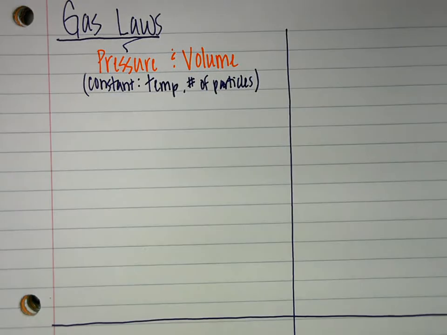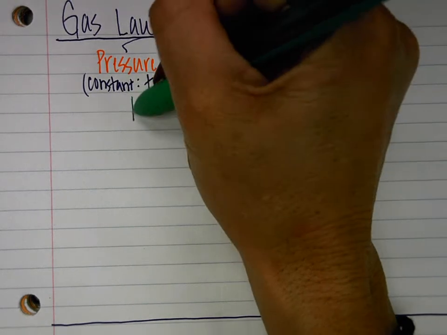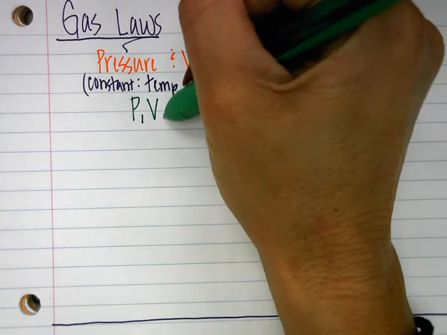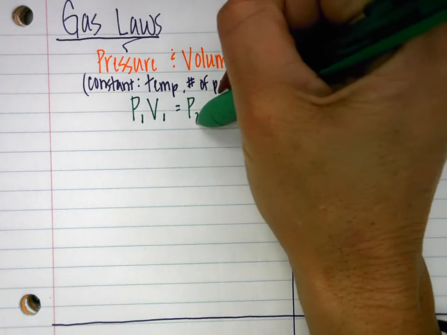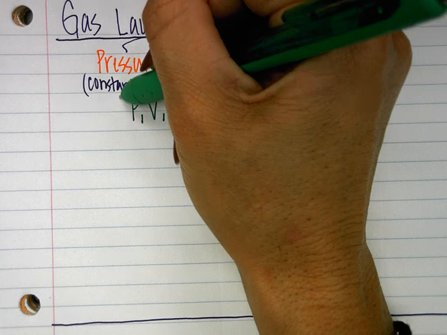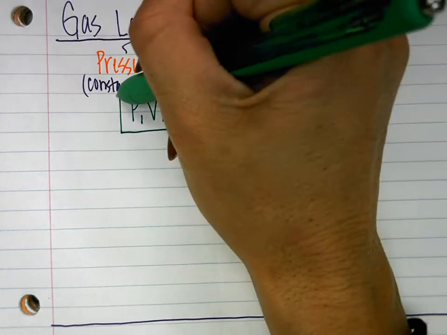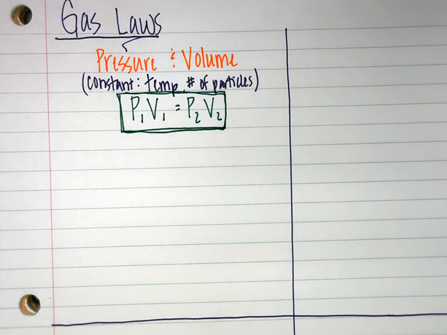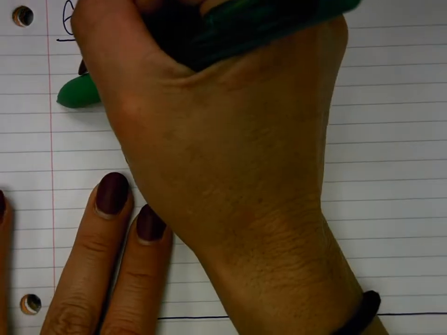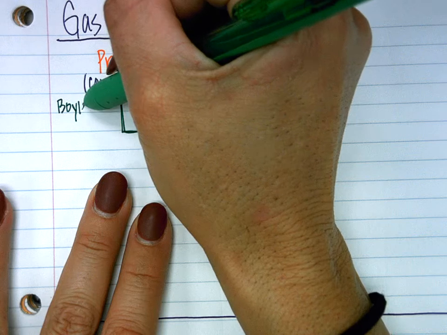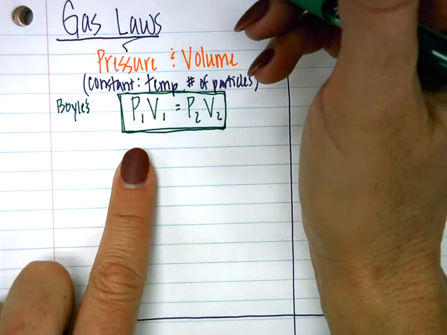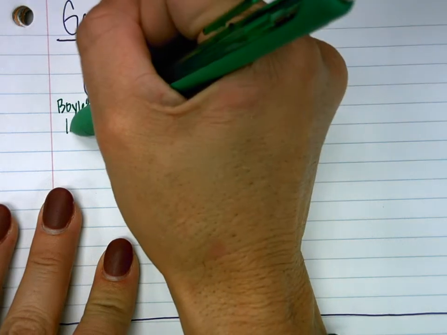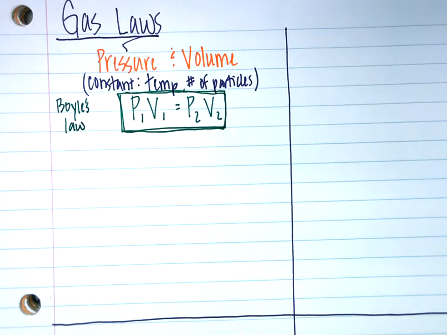Those aren't changing. So our equation for this is P1 V1 equals P2 V2. Okay, and this is known as Boyle's law. You won't have to necessarily know the name, and you won't have to memorize the equation. They'll be given to you on a sheet. You need to know when to use that equation.